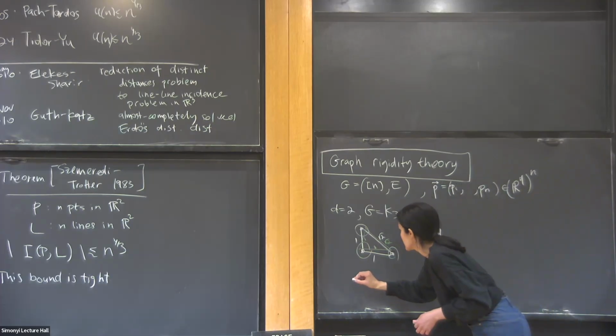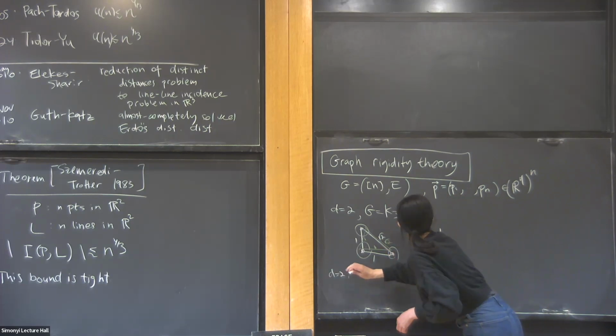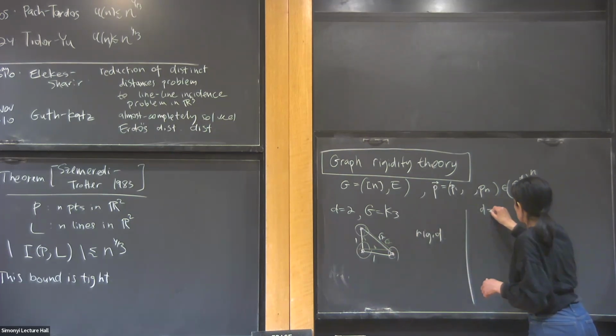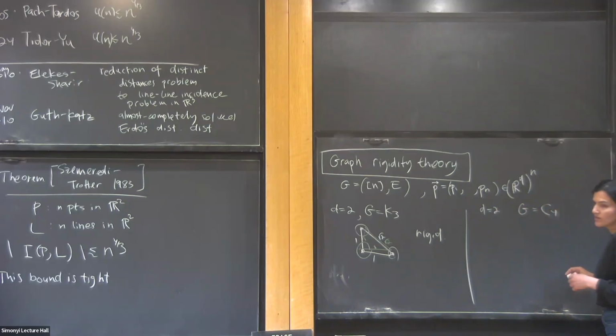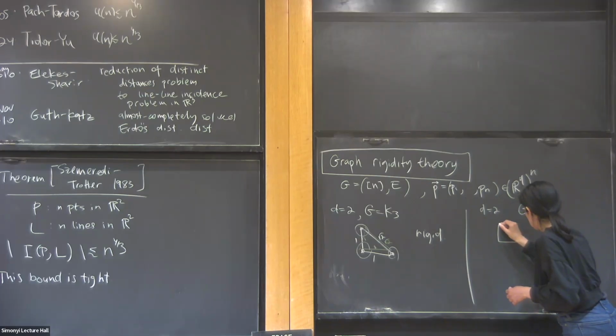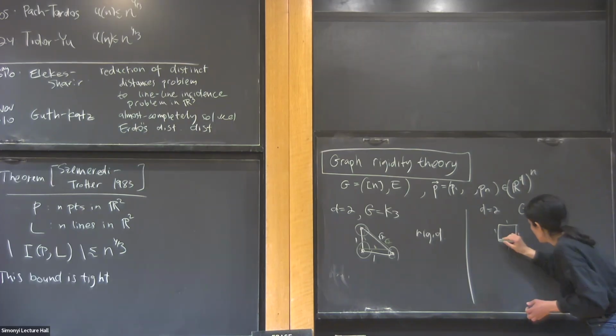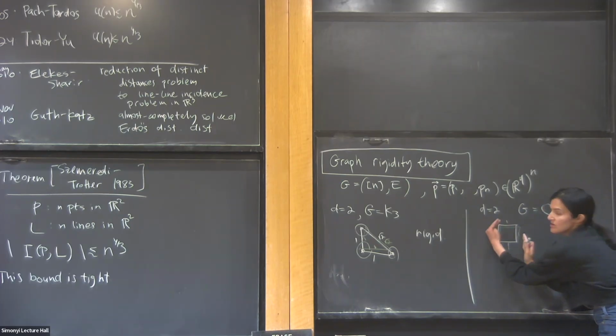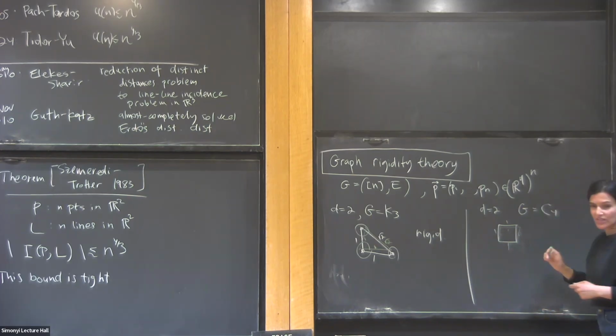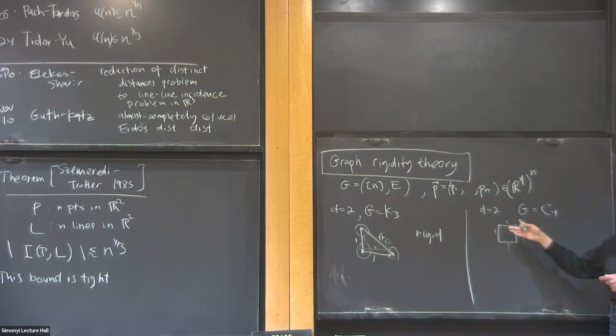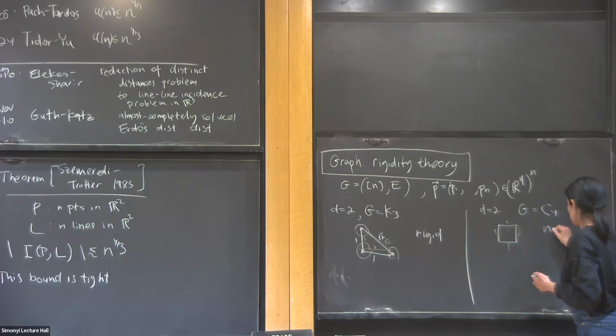But if our graph is, with d equals 2, G is C4, and we look at this embedding, then in this case, you can always find in any neighborhood this parallelogram. You just flex and move the original embedding to get this parallelogram with the same edge lengths 1, 1, 1, 1, and in this embedding, same edge lengths but not congruent to the original one. So this is not rigid, or flexible.